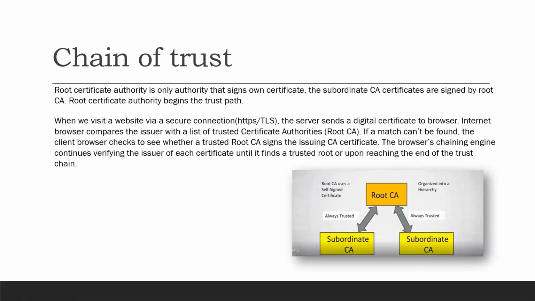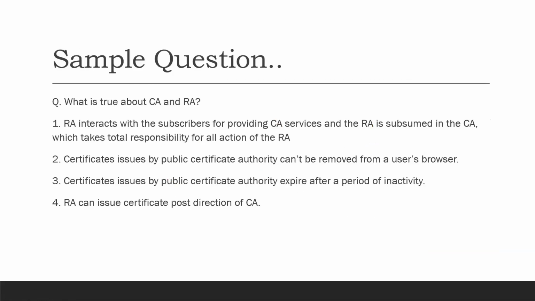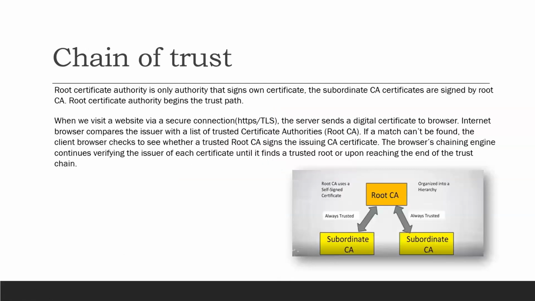So Ravi, VeriSign, Symantec are the subordinate? No, they are root CAs. They are root CAs. Okay.